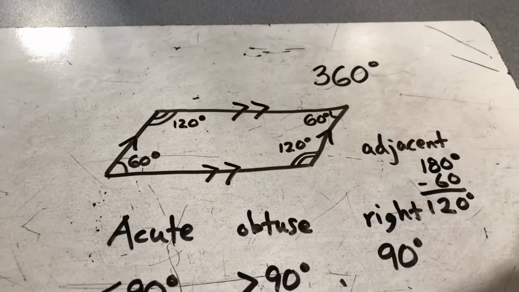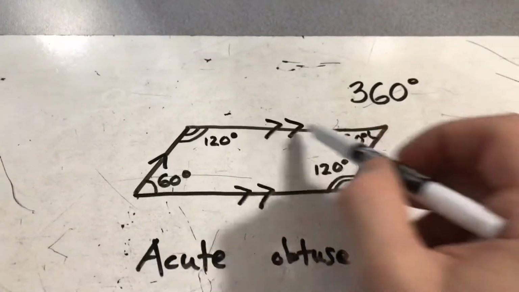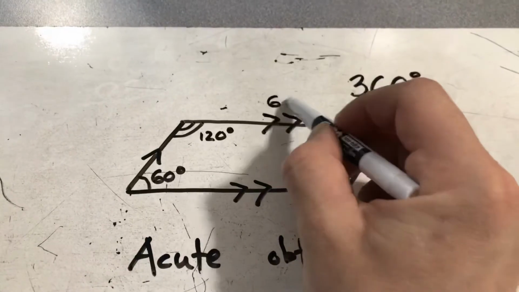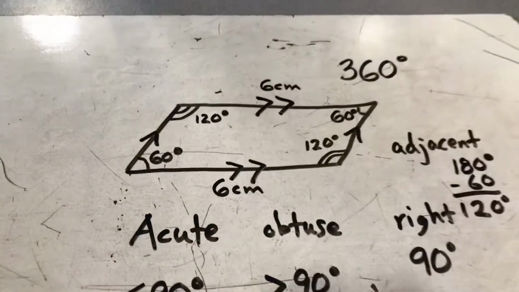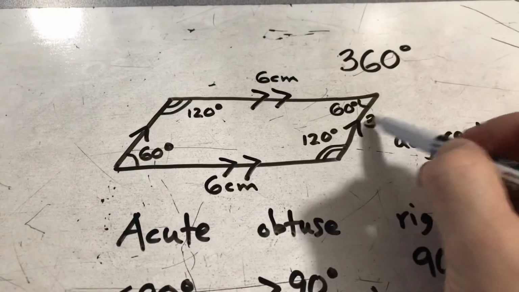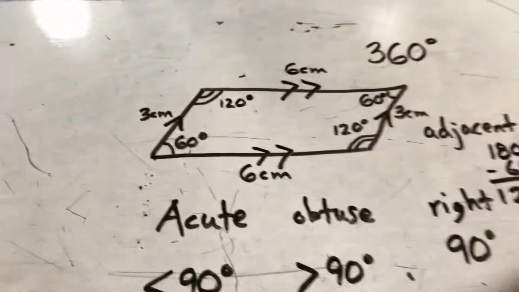And when you're dealing with the side lengths of a parallelogram, it's important to know that whatever this length is, say it's 6 centimeters, the opposite one is going to be exactly the same as well, just like a rectangle. And if this was, say, 3 centimeters from here to here, this is also going to be 3 centimeters.